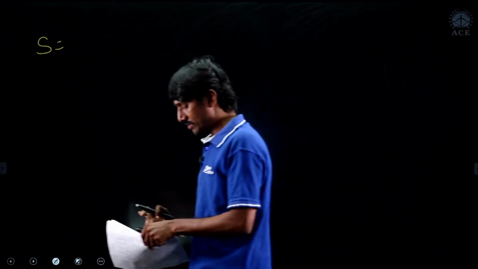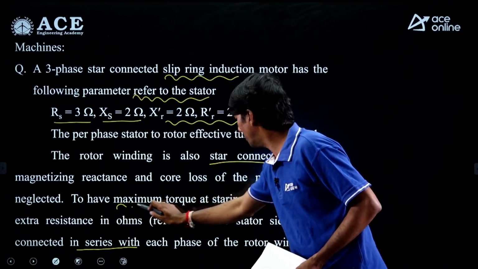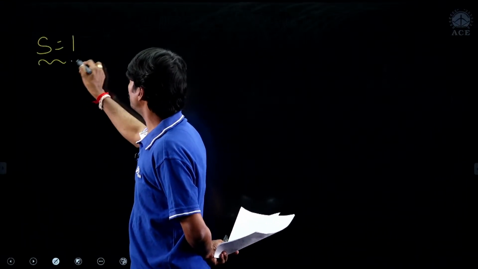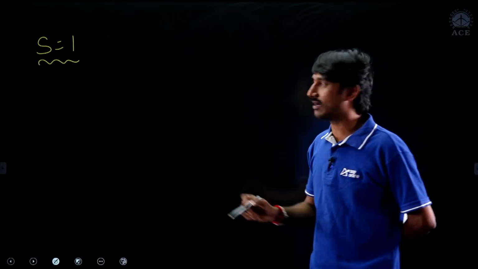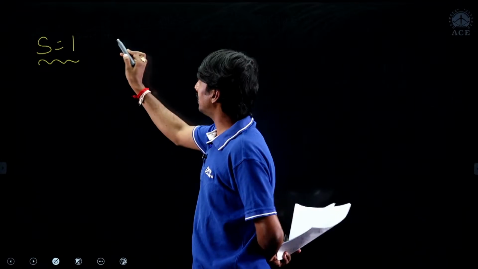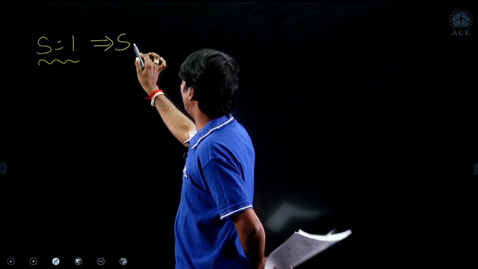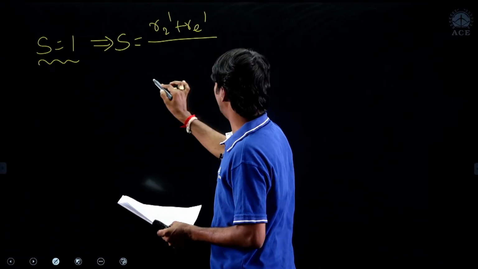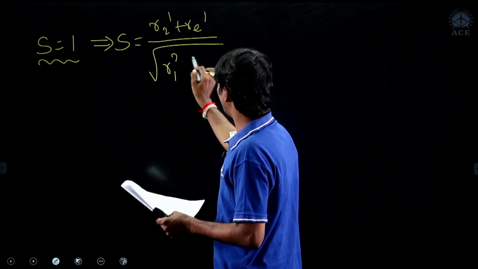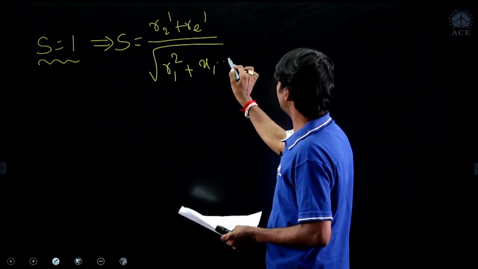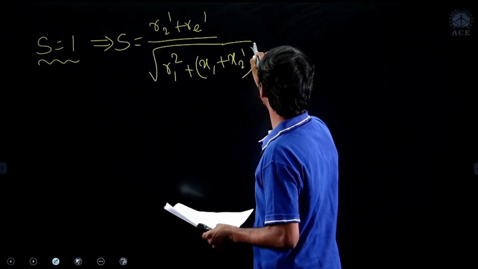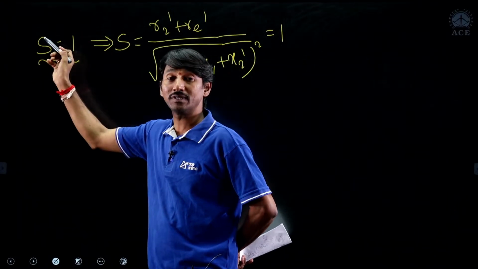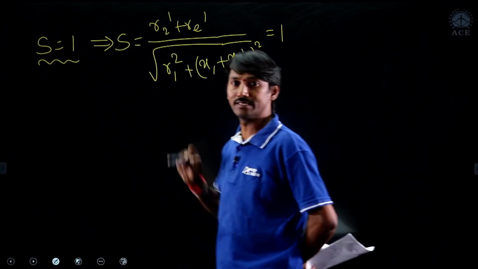At the time of starting, he is asking for maximum torque at starting. Under starting conditions, what is the slip value? Starting condition means the motor has not yet started, therefore slip is equal to 1. The slip formula is (R2 dash plus Re dash) by the root of (R1 square plus (X1 plus X2 dash) whole square). This should be equal to 1 because he is asking that torque must be maximum at starting. So starting means S equal to 1.